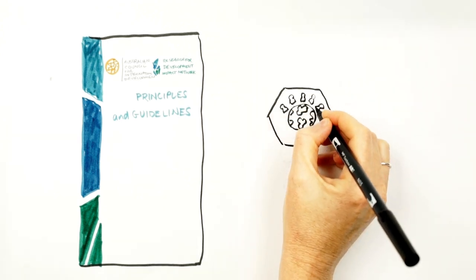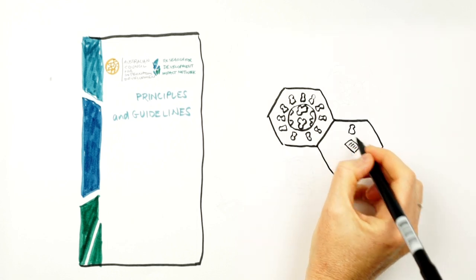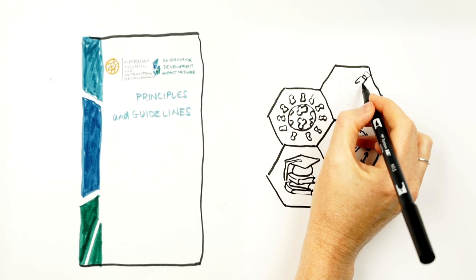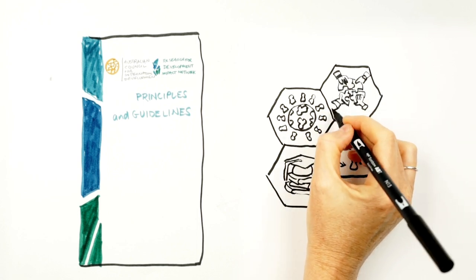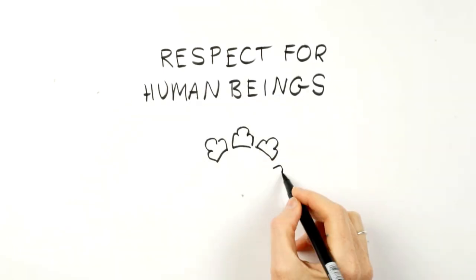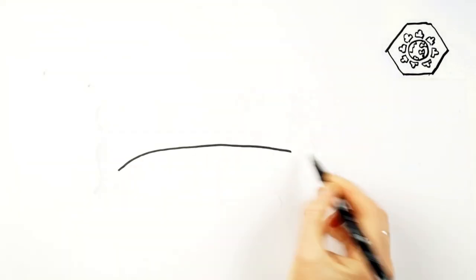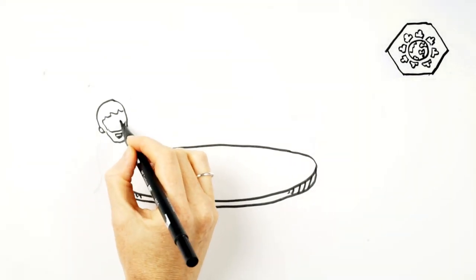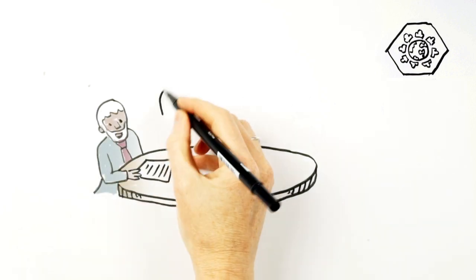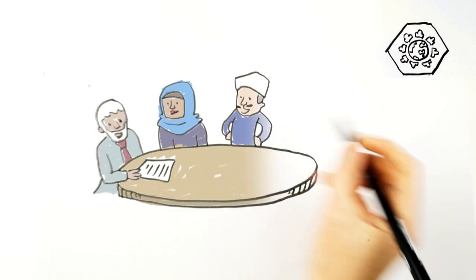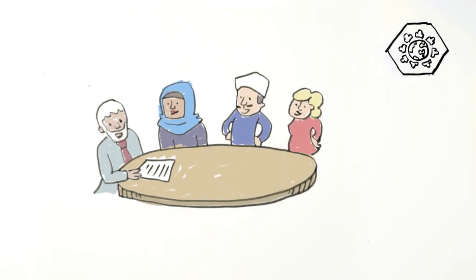Each principle outlines important ethical questions to think about before and while doing research and evaluation in the field. Let's begin. Principle 1 is respect for human beings. In research terms, this means making sure each and every person involved in the research participates by choice and their rights and cultures are respected.